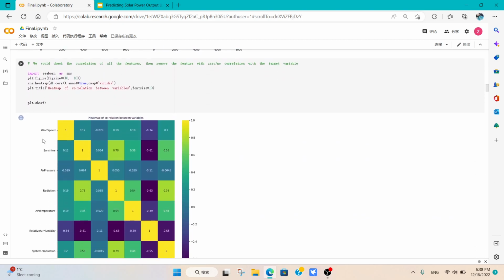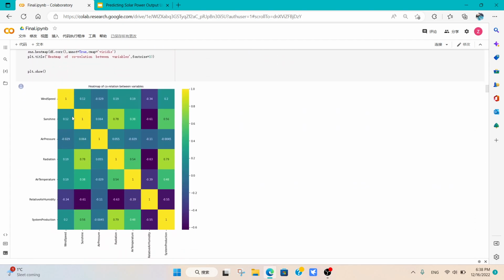We also explored correlation, which shows the correlation between all the variables, and we can see for each variable, the correlation between the variable and itself is always one. You can see wind speed to wind speed is one. Then wind speed and sunshine is about 0.12. We can see that radiation has the highest correlation of 0.79, followed by sunshine at 0.56.